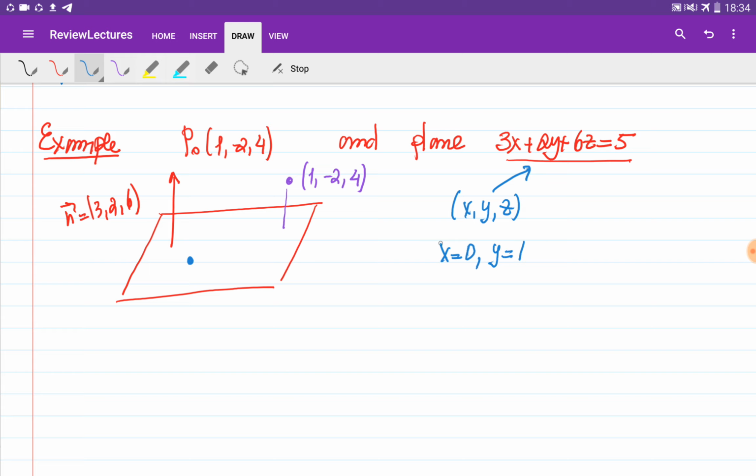1. Then if I substitute this, this is going to be 3 multiplied by 0 plus 2 multiplied by 1 plus 6 multiplied by z is equal to 5. From here I can find that 6z is equal to 3. From here z is equal to 1 over 2, right? So the point with the components 0, 1, and 1 over 2 is actually lying on the plane because it satisfies its equation.